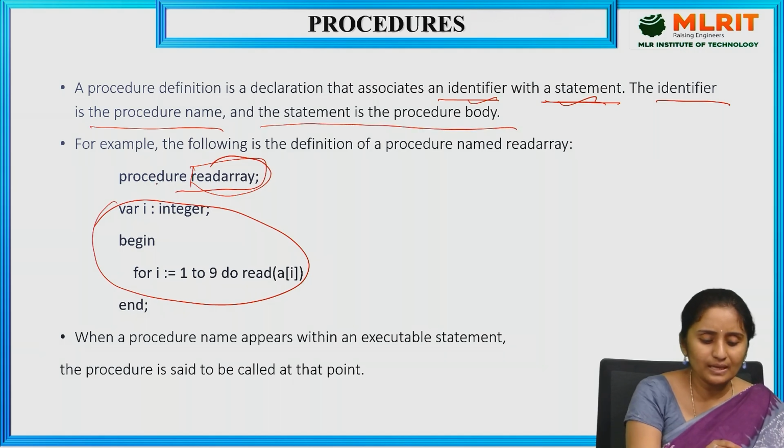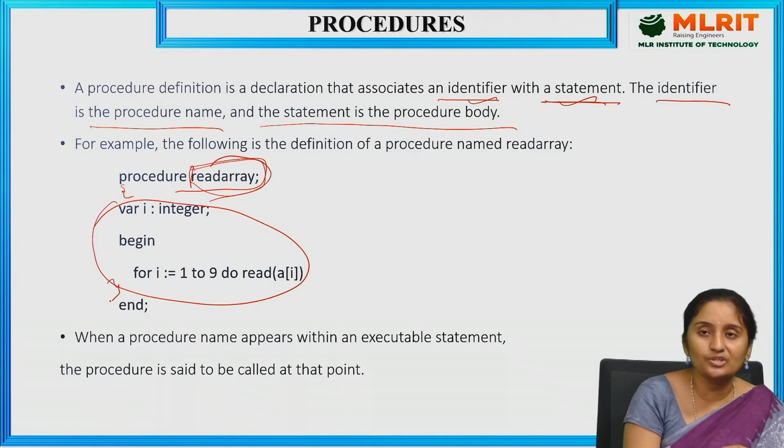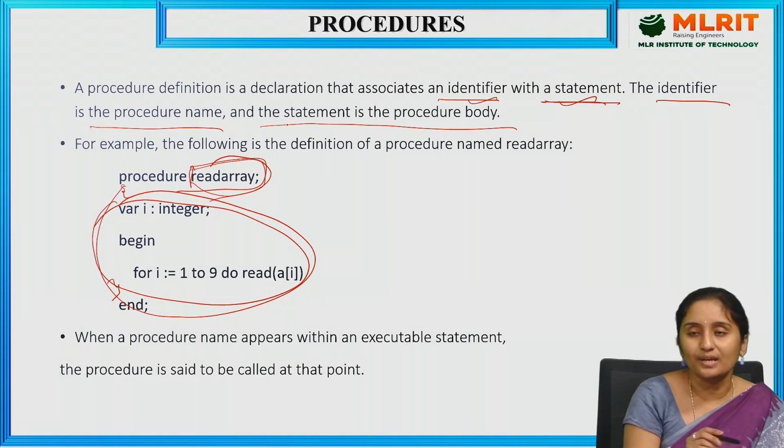For example, see here, procedure read array. Read array is the identifier or procedure name, and the statements which are written inside this procedure, within the open and closed brackets, are all nothing but the procedure body. We can also call them statements. So a procedure consists of two things: the identifier and the statement.